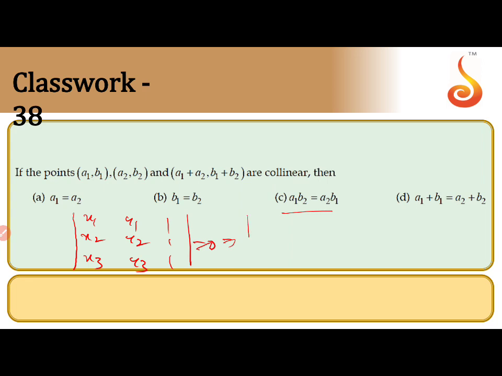If you apply this property here, the determinant with rows a1, b1, 1; a2, b2, 1; a1 plus a2, b1 plus b2, 1 equals 0. Simplify this to get the answer. I will explain this question on the next page. The first row a1, b1, 1, the second row a2, b2, 1, the third row a1 plus a2, b1 plus b2, 1 equals 0 is given.